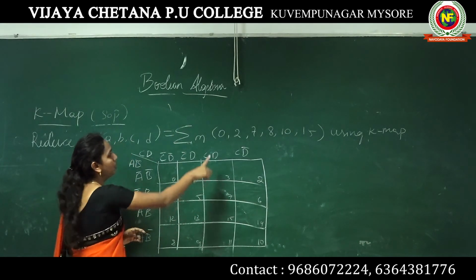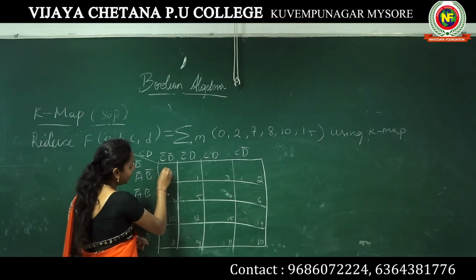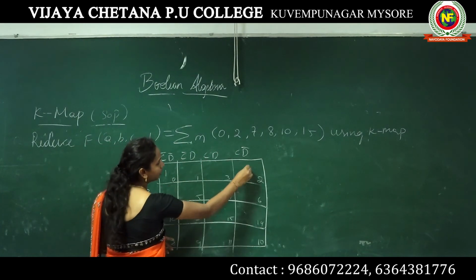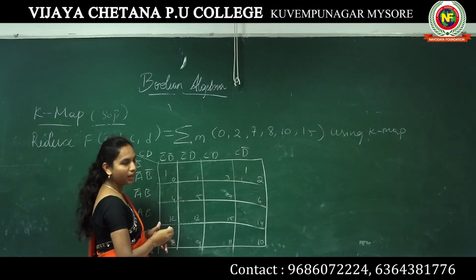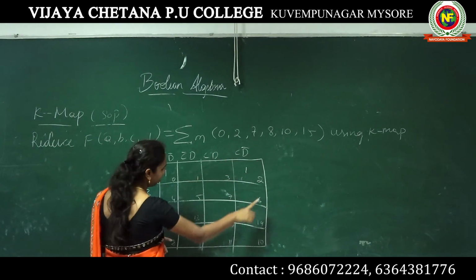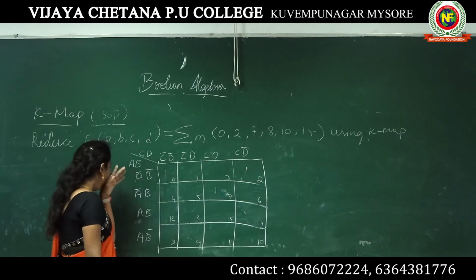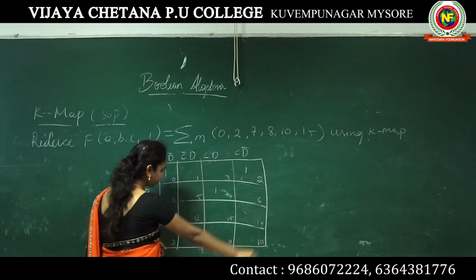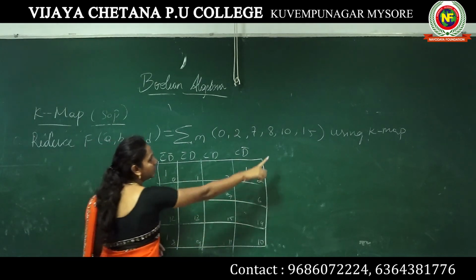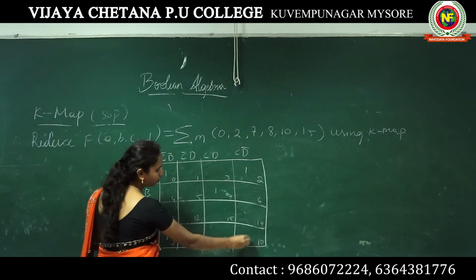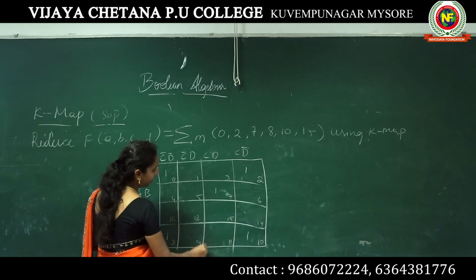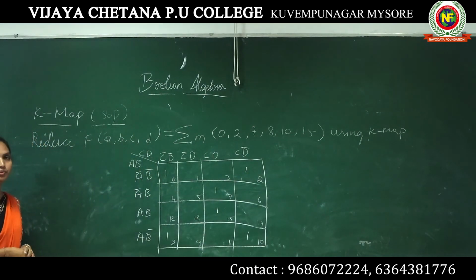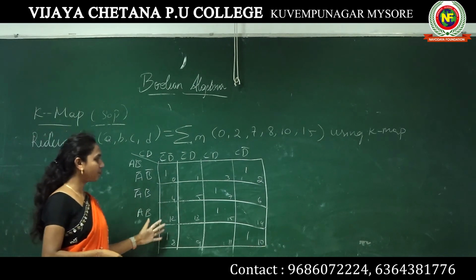Okay, here we have 0. In the 0 place I am placing 1. Next 2. So where is 2? Here I am placing 1. Okay. Next 7. There is 7. 1. Next 8. 1. Next 10. 1. Next 15. I am placing 1. Got it? See, you will get 1 here.